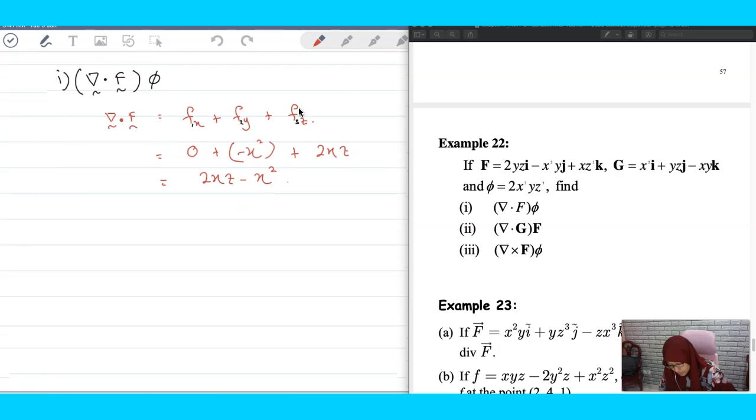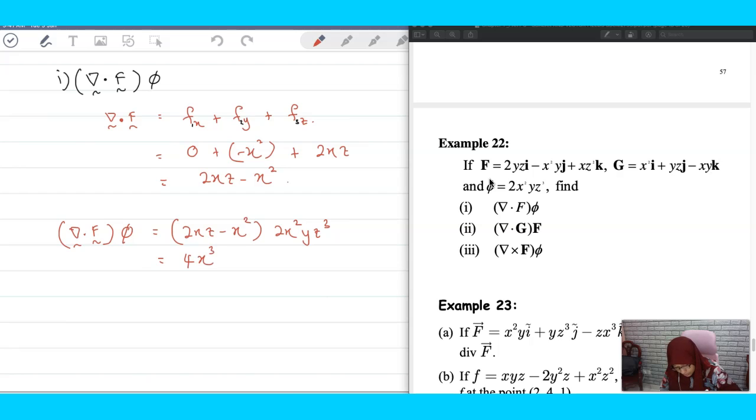Okay, so now the result should be multiplied by the function phi. So 2xz minus x squared multiplied by the function 2x squared yz cubed. When you expand that, you will get x becomes x cubed, y is y, and z to the fourth. Differentiate with respect to x gives 0, with respect to y gives minus x squared, and with respect to z gives 2xz, and then multiply by the 2x squared yz cubed.